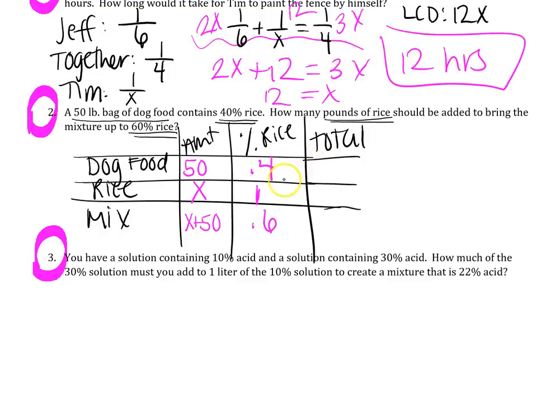When I figure out this total column, I'm multiplying across. So 0.4 times 50 is 20. 1 times X is X. And this last column would be 0.6 times X plus 50. It's the sum of these equals the mixture.